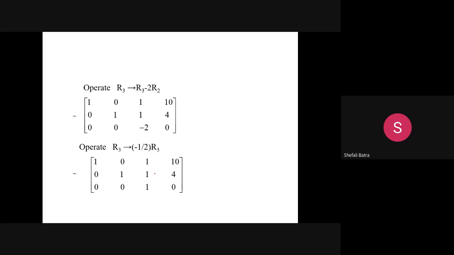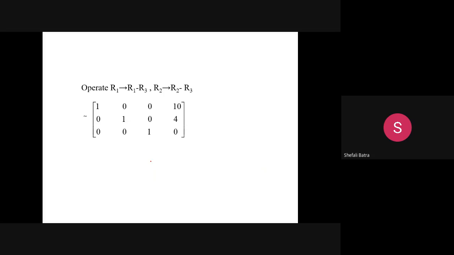Now what next? We need to make this entry 0 as well as this entry 0. So write R2 implies R2 minus R3 and R1 implies R1 minus R3. With the help of this R3, we will make these entries 0. After doing that, you are at this step. Now this is your identity matrix of order 3. You cannot reduce it more.